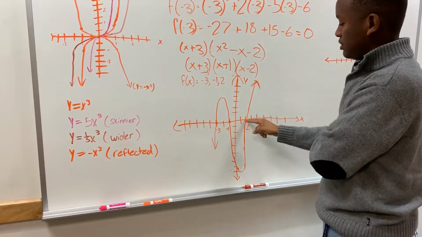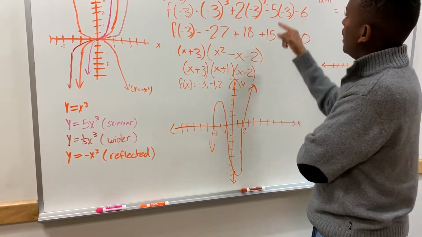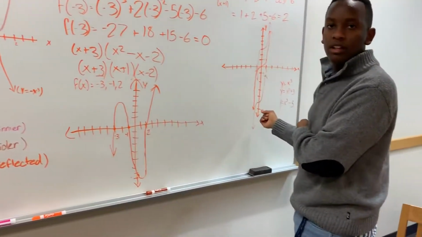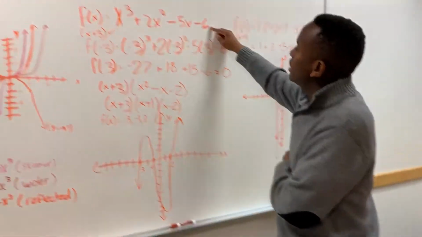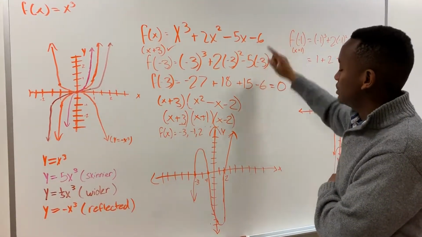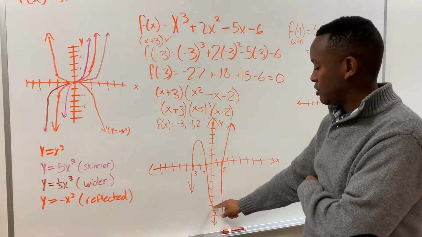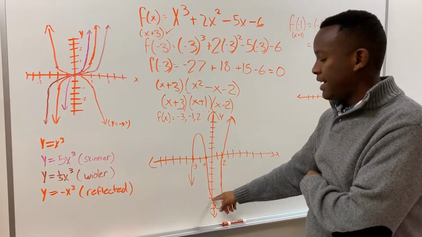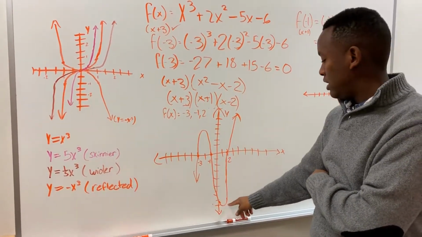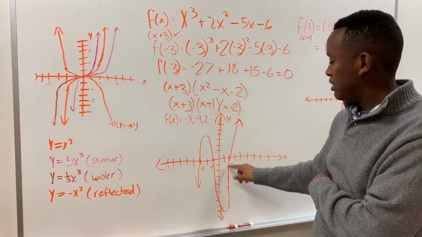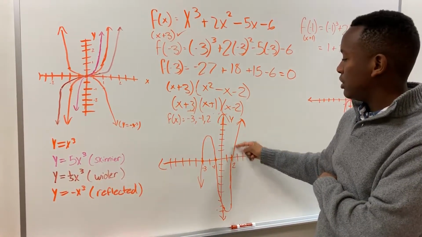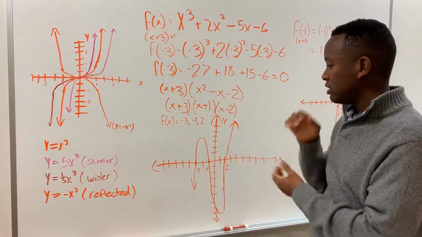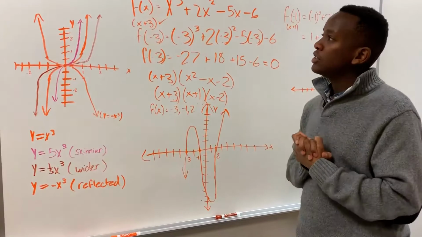To graph that out, it goes through the points -3, -1, and 2. And as we talked about with the d coefficient, the -6 means it goes down 6 points and goes through the y-intercept at -6, and then it goes back up, and at 2 it crosses through. And so that is cubic functions.